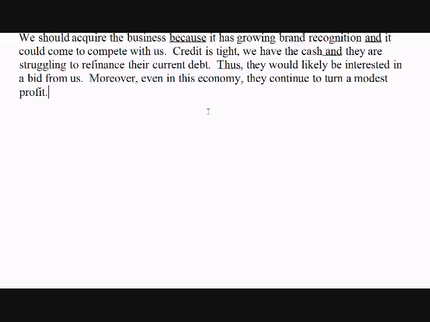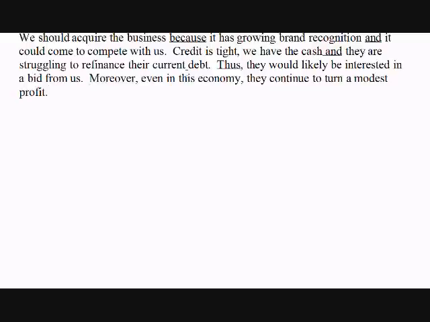Now looking at this, we have to ask ourselves where the conclusion is. Well, thinking about the logic of this argument, the conclusion actually appears as the very first phrase. We should acquire the business. And the reason being it has growing brand recognition, reasons having to do with the fact that it's turning a profit, and related also is the possibility that this business could be acquired because of their debt situation. So in this instance, the conclusion appears at the very beginning.